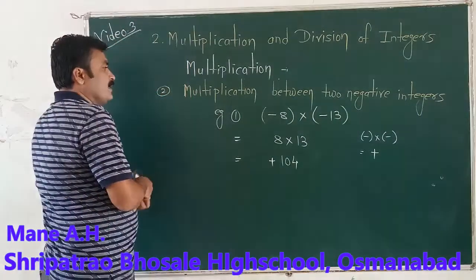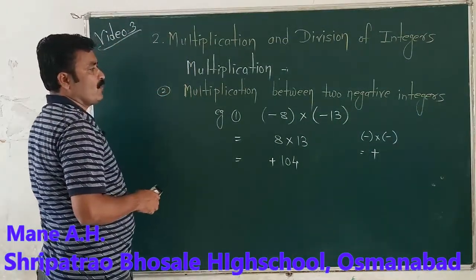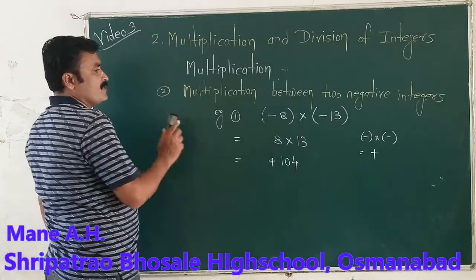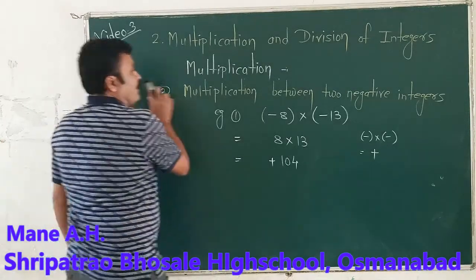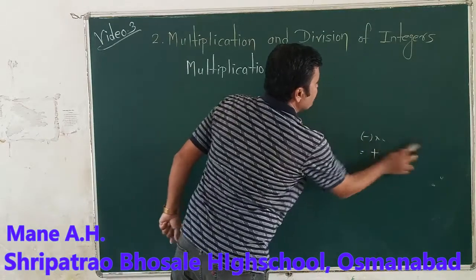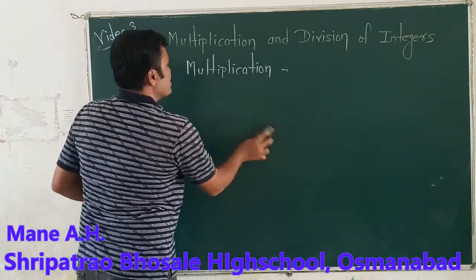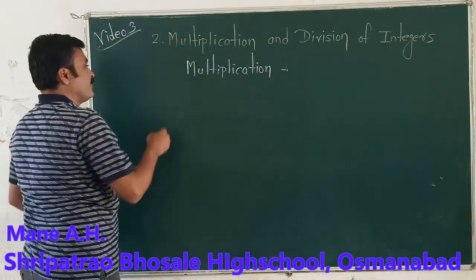So this is our second condition for the multiplication here. This is our second rule. After this we are following the third condition. Now this is somewhat different for us.